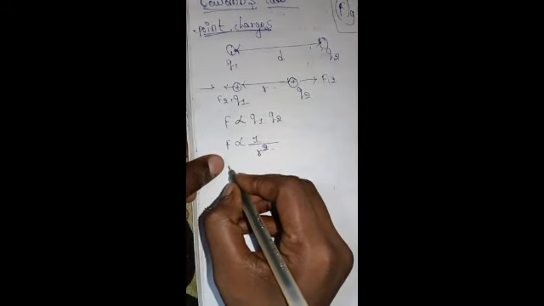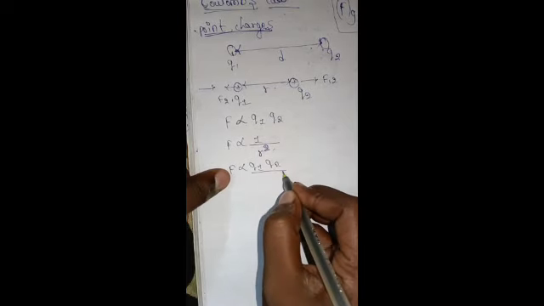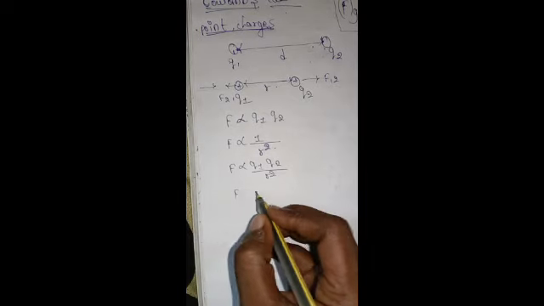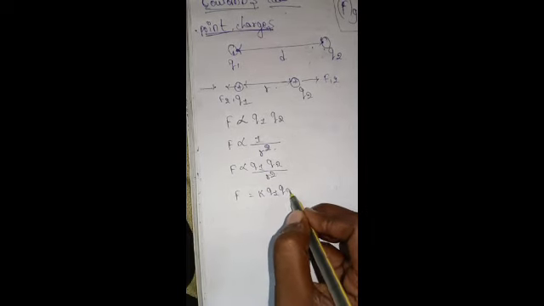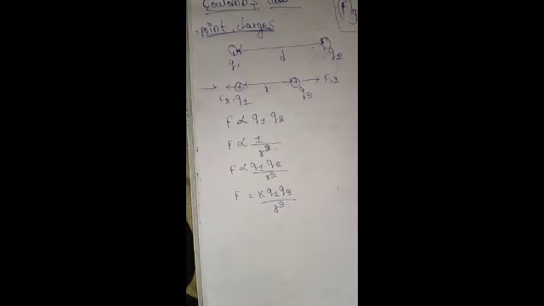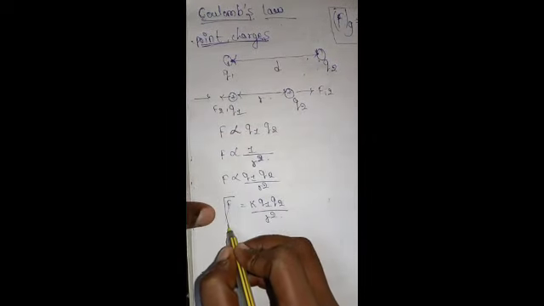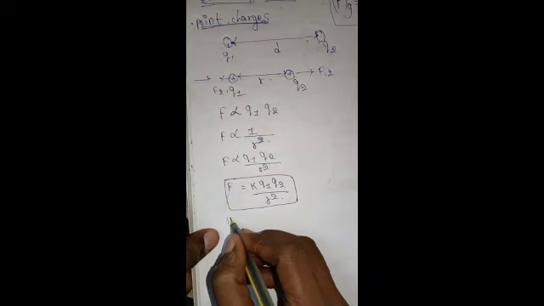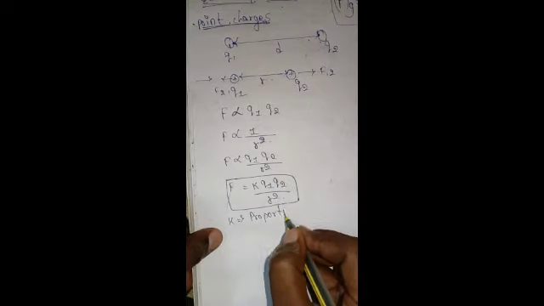And if we remove the proportionality constant, it becomes F equals K Q1 Q2 divided by R square. Here K is the proportionality constant.